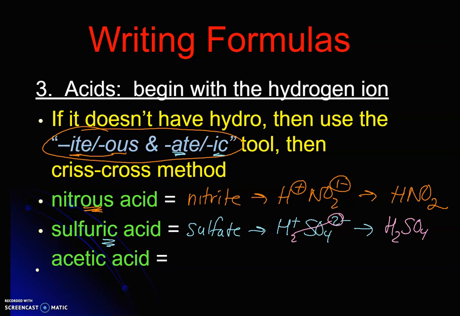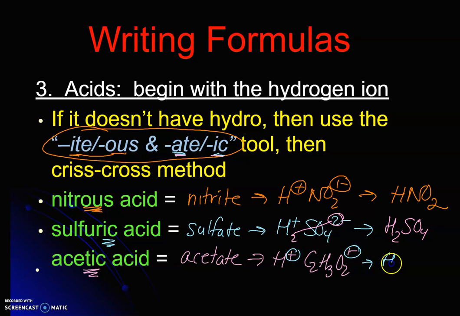And then lastly, we have our acetic. Ic comes from ate, so acetate. So that's H plus, and then C2H3O2, 1 minus. Remember, we know those charges. 1 minus, 1 plus. This is HC2H3O2. So that is acetic acid. Don't write the H in here. That tends to confuse people and you might not recognize it as an acid.